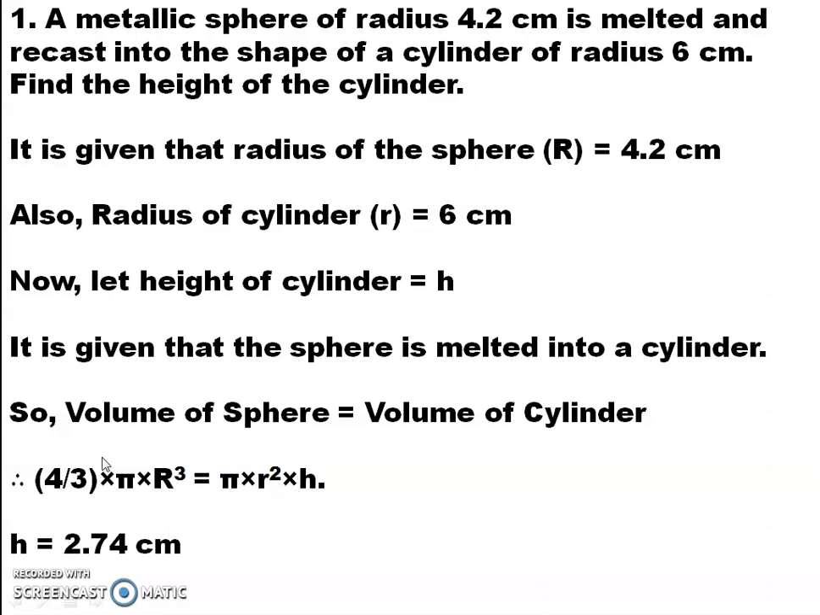So what will you do? Take r square to the left side. You will get 4 into 4.2 into 4.2 into 4.2 divided by 6 into 6. After simplification, you will get height of the cylinder is equal to 2.74. Let's see the next question.